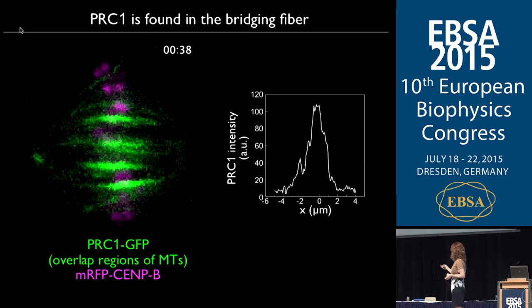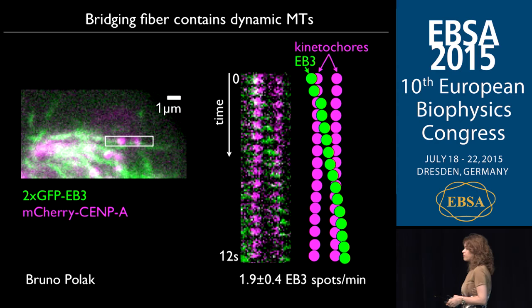We also wanted to see whether the bridging fiber contains growing microtubules. Growing microtubules can be studied by following the proteins that mark the growing plus end of the microtubule, and one of them is EB3, which is labeled here in green. We zoom in on a region near two sister kinetochores, and you can see the images over 12 seconds of these two sister kinetochores here, and the scheme here shows approximately what is visible on these images.